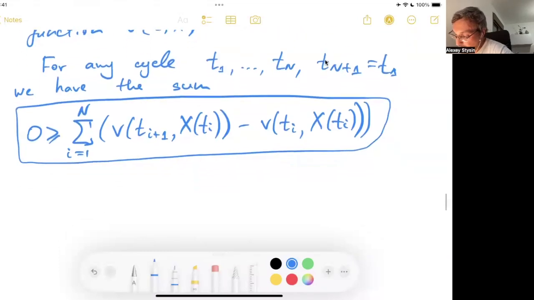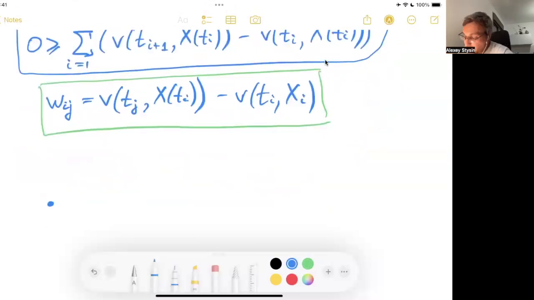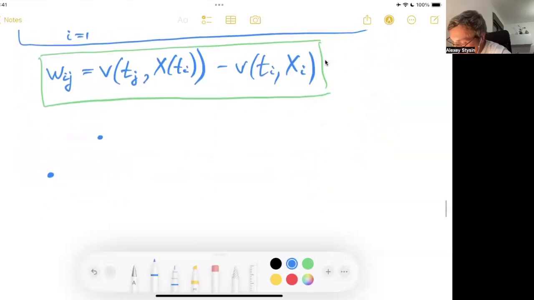And let's make a notation that we're going to call Wij the weight going from i to j. This is going to be V of Tj and X of Ti minus V of Ti and Xi. So this is going to be our definition of the weight in a graph. And remember our running example, the set of types is a discrete set of types. So we have 3 different types.